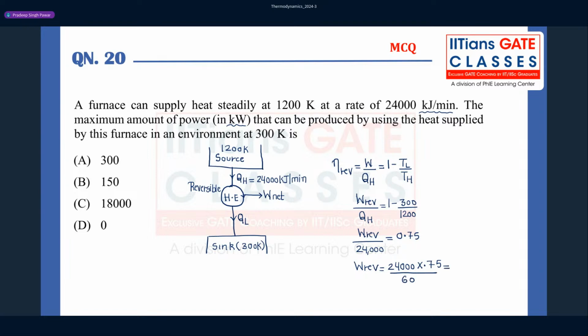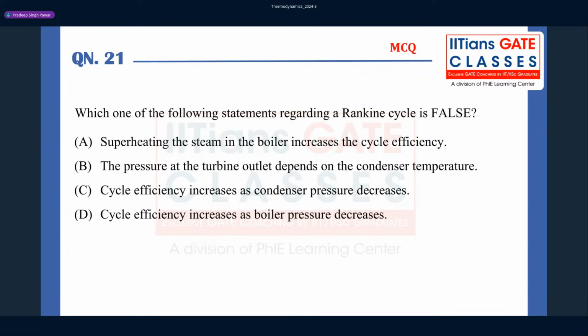So you can calculate this. So let's do the calculation here. 24,000 into 0.75 divided by 60. The answer comes out to be 300 kilowatt. So answer is A here. So that's the first question. Simple, straightforward application of efficiency relation. And then, since it is a reversible heat engine, application of the formula for the efficiency of reversible heat engine. Using that, we get the answer. Let's move to the next problem.